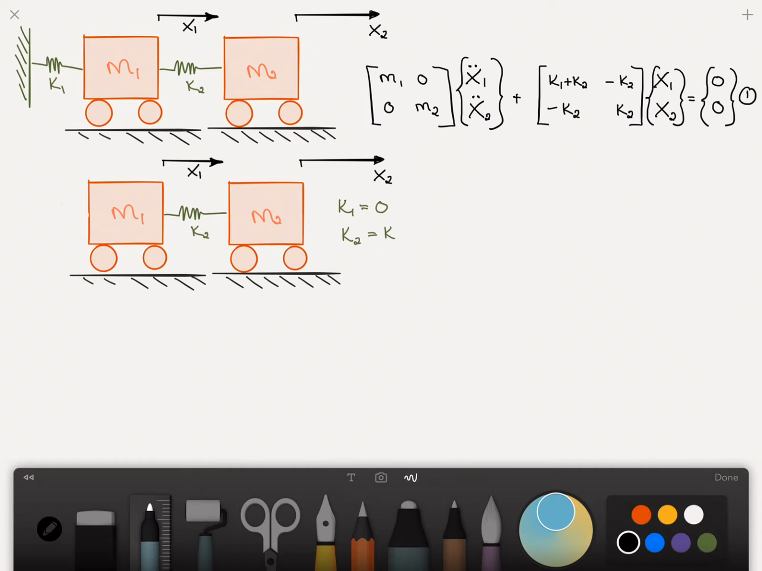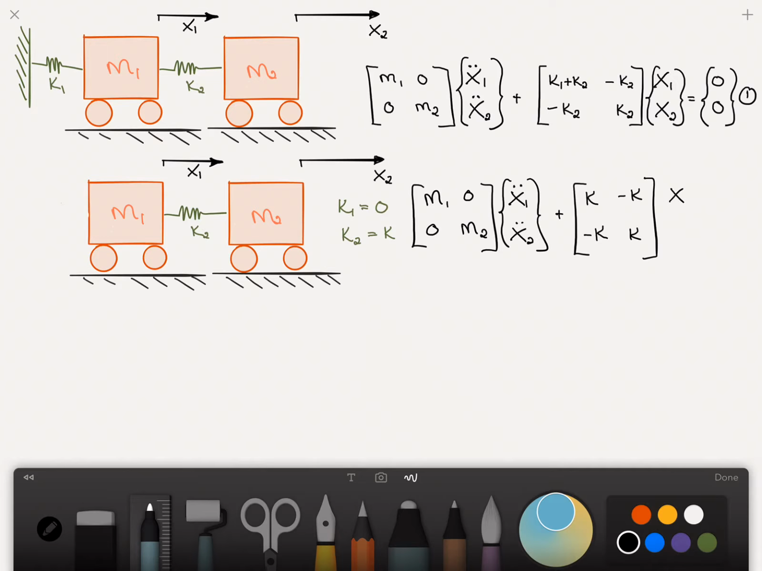All right. And when we do that, the equations of motion become the matrix [m1, 0; 0, m2] times [x1 double dot, x2 double dot], and then the K matrix will simplify to, excuse me, not 2K, just [K, minus K; minus K, K], and then this vector is x1, x2, equals the 0 vector. And we'll call these equations number 2.